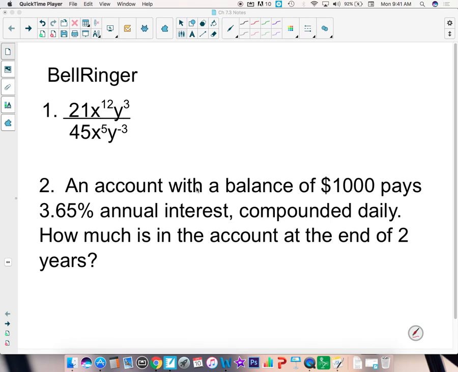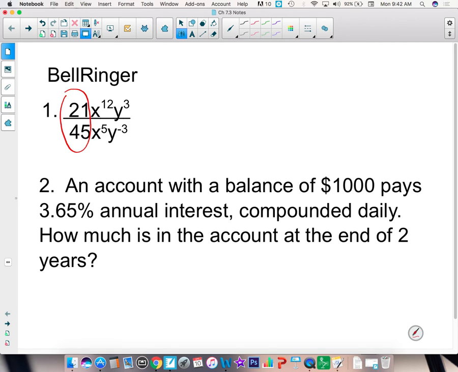Okay, so the first one is some review from what we did last chapter and the chapter before. So it's review of exponents. Remember, I like to think of it as we can move stuff from top to bottom or bottom to top here. So between the numbers, we can simplify that as a fraction. You can take a 3 out of those, and it would give you a 7 on top and a 15 on the bottom.